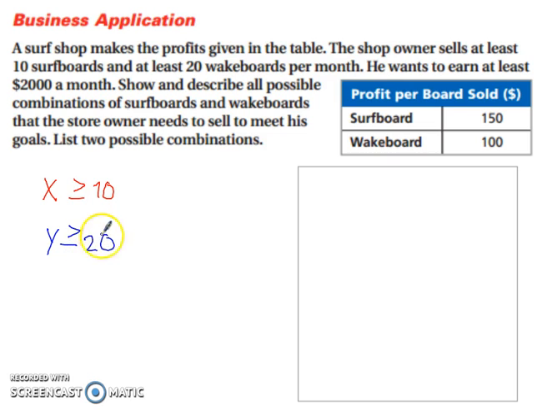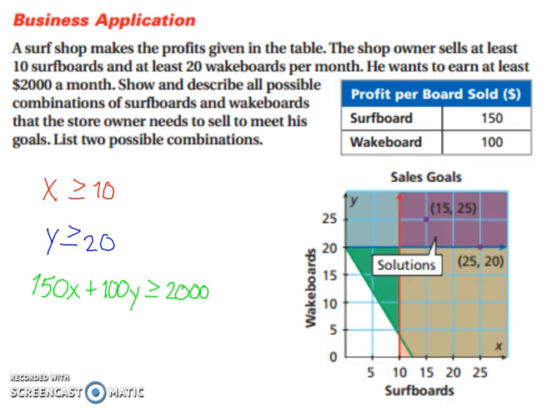And finally, we have the inequality that deals with the monetary amount. So it's $150 for the surfboards plus $100 for the wakeboards, and whatever we sell we want to make at least $2,000. So now that you have your three inequalities, you can graph them. And when you do, it should look like this.